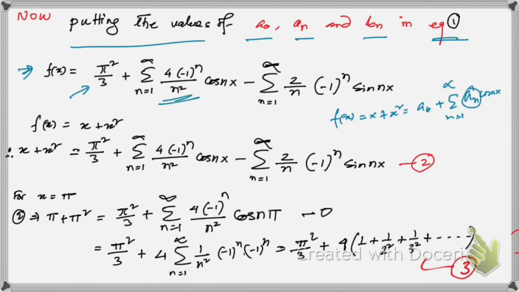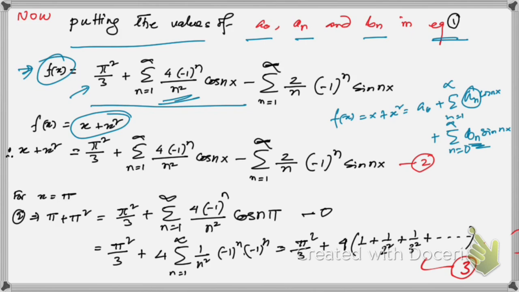Similarly, plus summation n is equal to 1 to infinity, we had here bn sin nx, right? Now the value of bn is minus 2 by n into minus 1 to the power n. So using those values, we have got this result, and f of x is equal to this, so you can replace this f of x by x plus x squared. So that's why we have got this equation number 2.